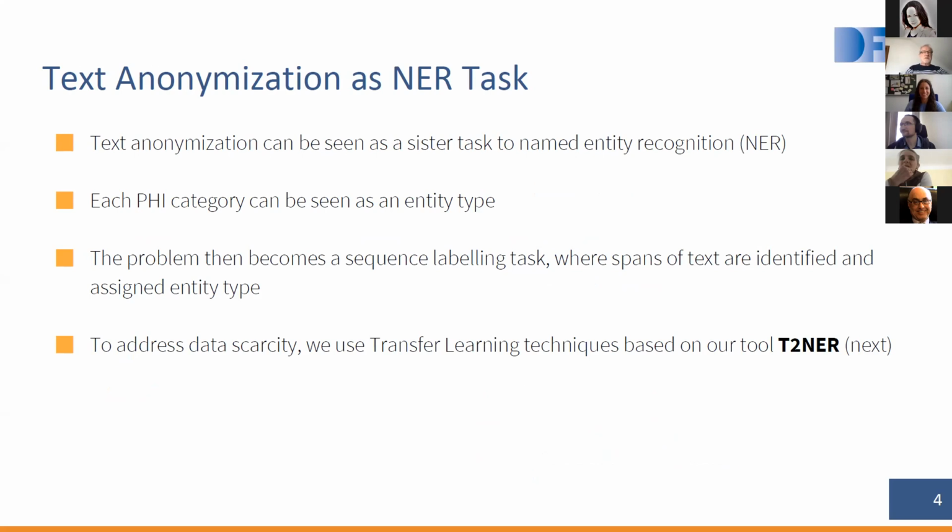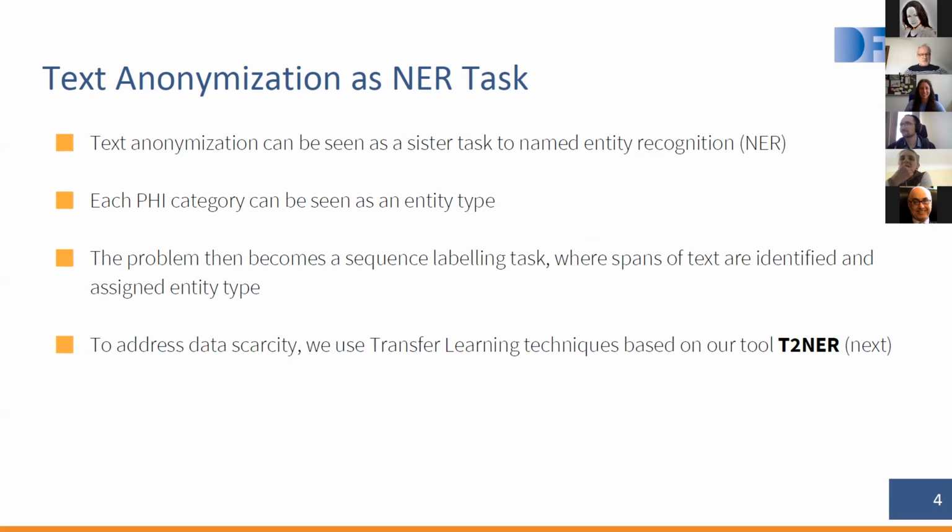That means we can consider each PHI category as an entity type, and then we can consider the problem of anonymization here as a problem of sequence labeling. So we have a text, and we identify spans of the text as a named entity, and we want to add a label to it. So, okay, this is somehow not new. Now a bit more new from our point of view.